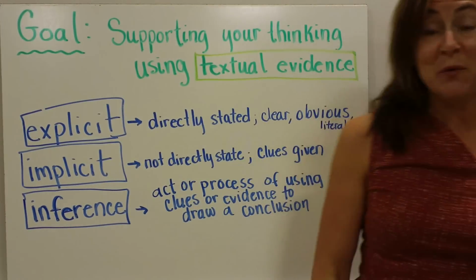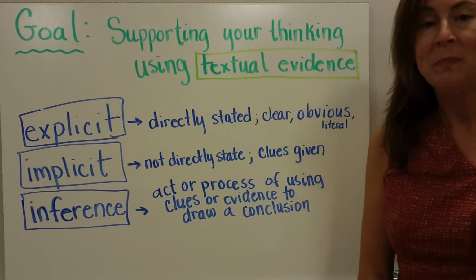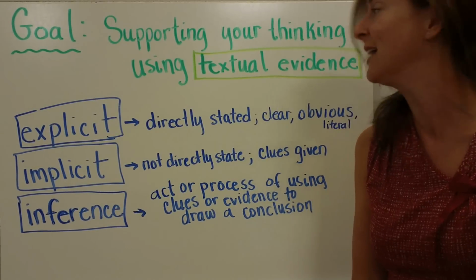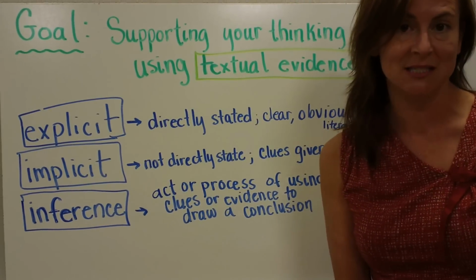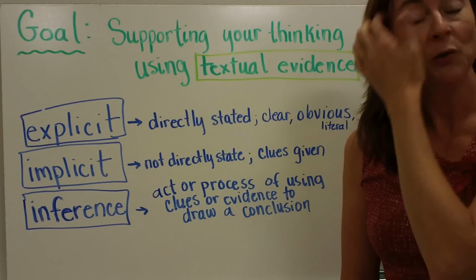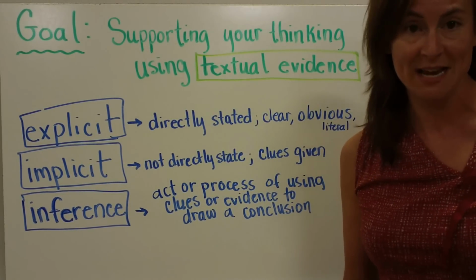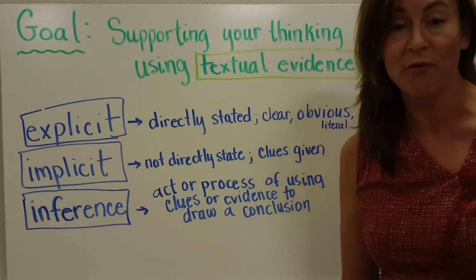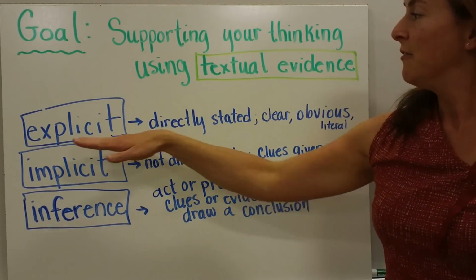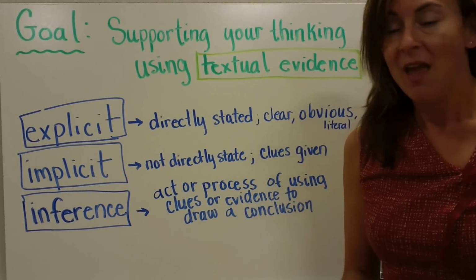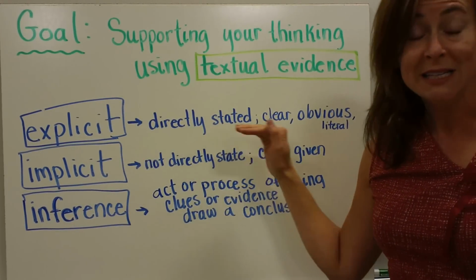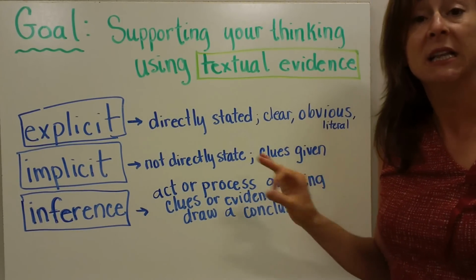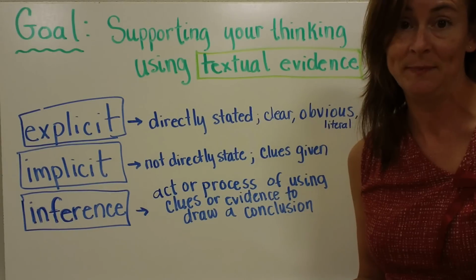Hi. So for this lesson, our goal is going to be supporting your thinking using textual evidence when you read. In order to prepare for this lesson and future lessons, there are 3 vocabulary words that you are responsible for knowing. The first is explicit. Explicit means directly stated. If something is stated explicitly, it is clear, it is obvious.